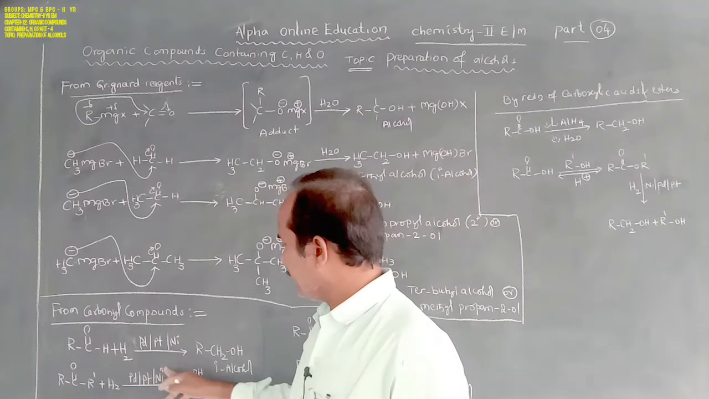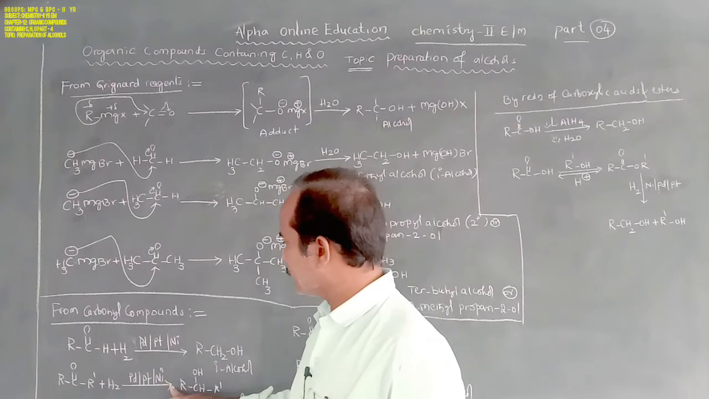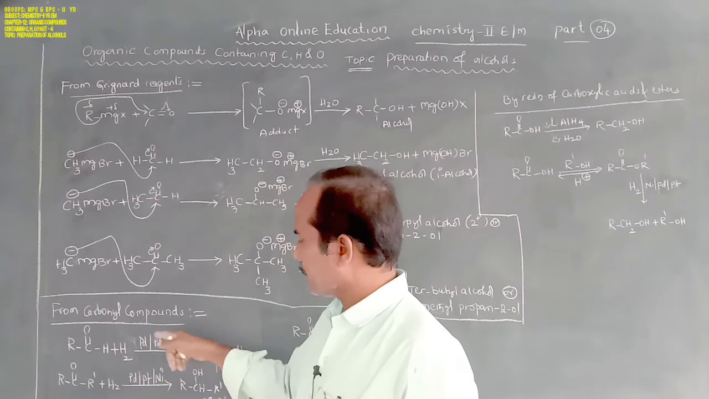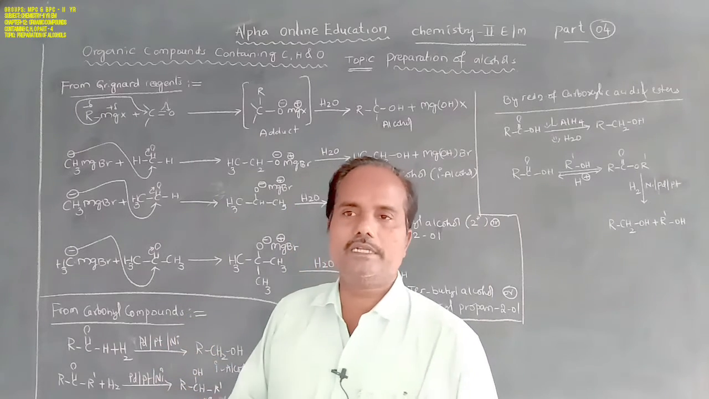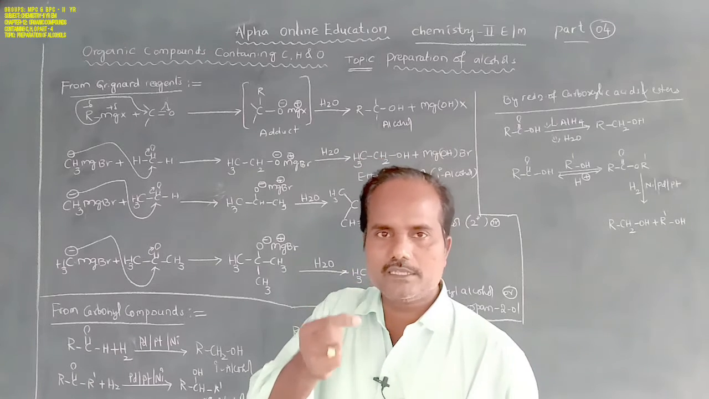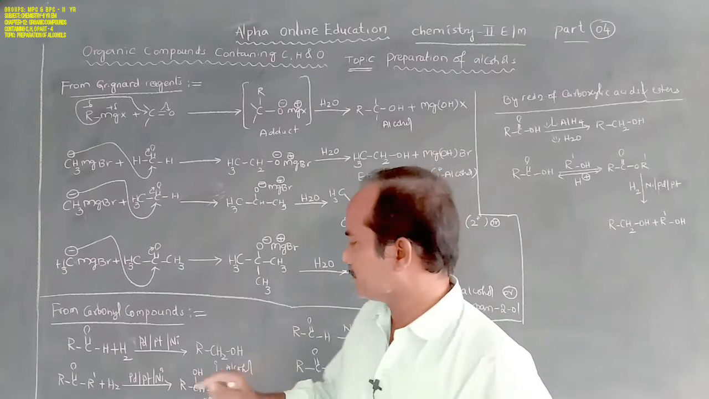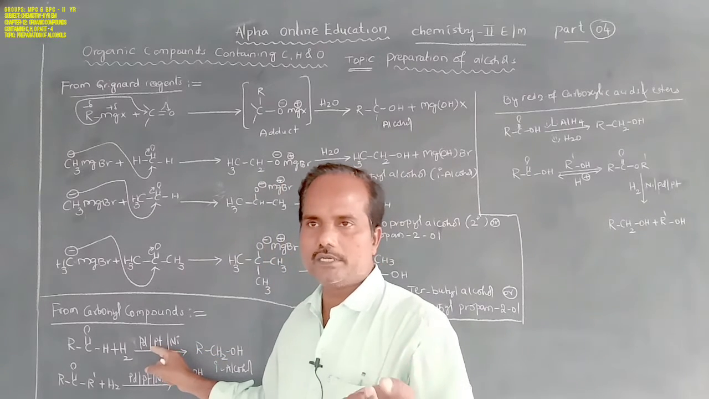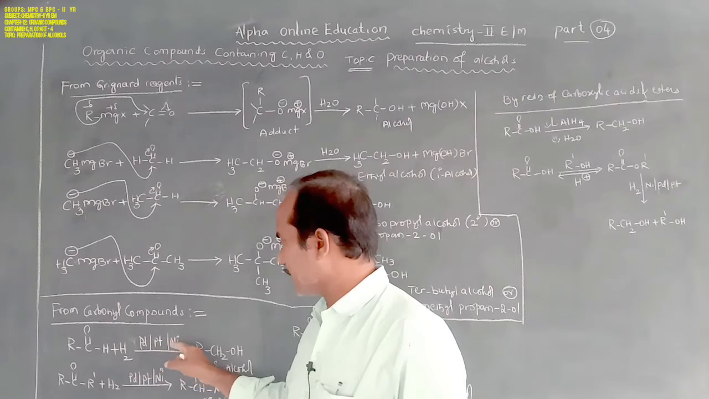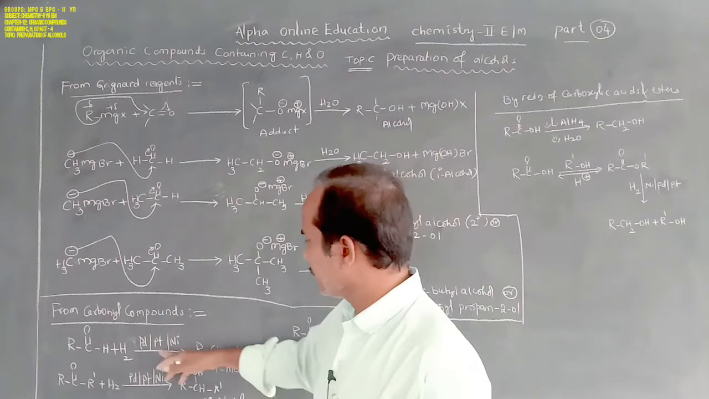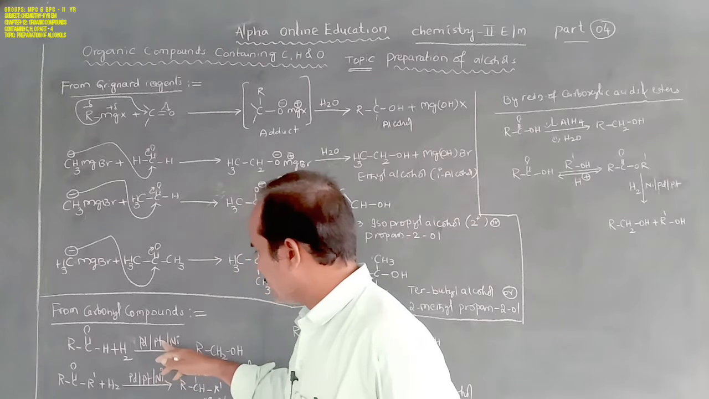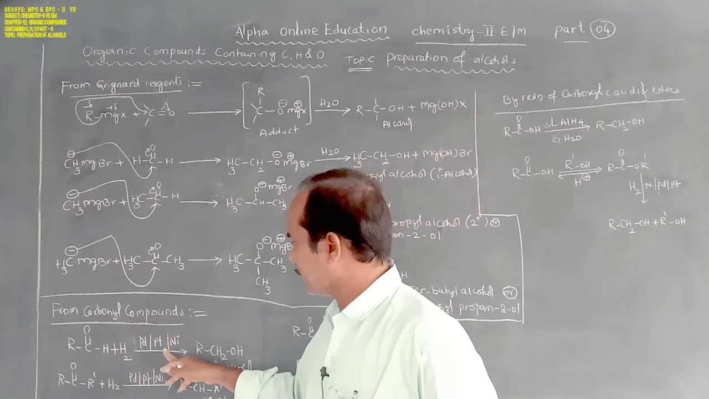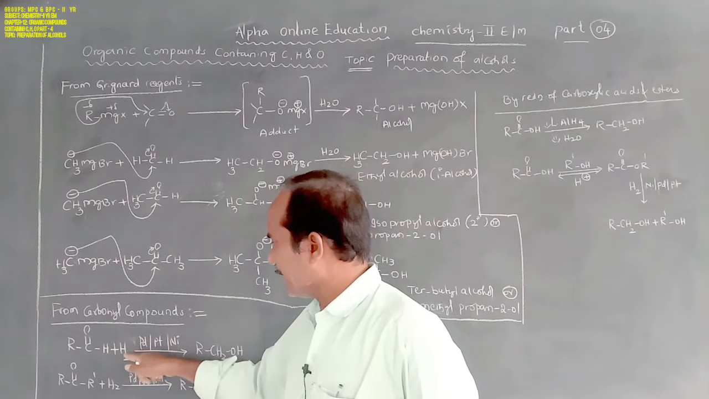undergo catalytic hydrogenation. What does catalytic hydrogenation mean? We are taking nickel or palladium or platinum. These metals are taken in a ground form, that is, a powdered form, so they have more surface area. When these metals are used as catalysts, that is catalytic hydrogenation.